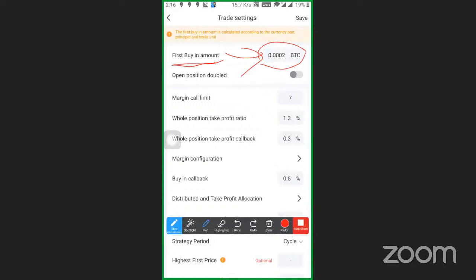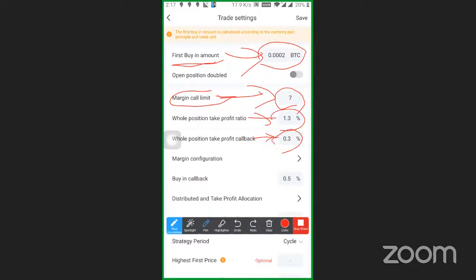The second thing it tells you is that you can have a margin call limit, and 7 margin calls is advisable. This is the best one. You can also edit it and reduce it or maybe increase it, but this is the best strategy, right? You don't need to change anything. It gives you 1.3% profit, and you can use a callback of 0.3%. Maybe you can reduce it or change it.